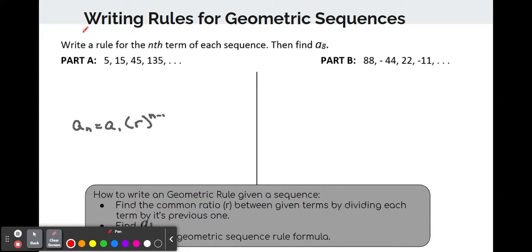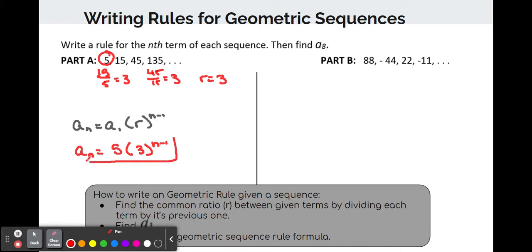So the first thing I'm going to do is find out what's happening. 15 over 5 is 3. 45 over 15 is 3. So I can see my ratio is 3. There's my a sub 1, 5. So I can quick and easy write the rule: a sub n equals 5 times 3 to the n minus 1.